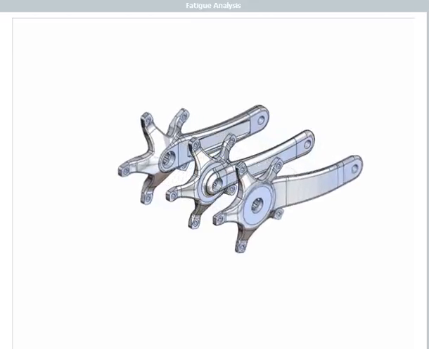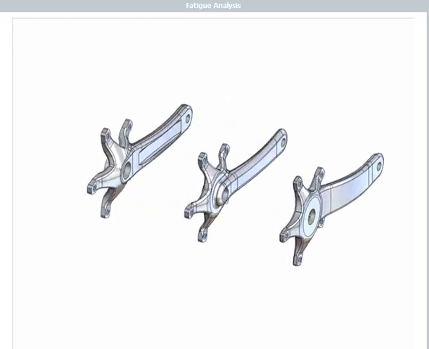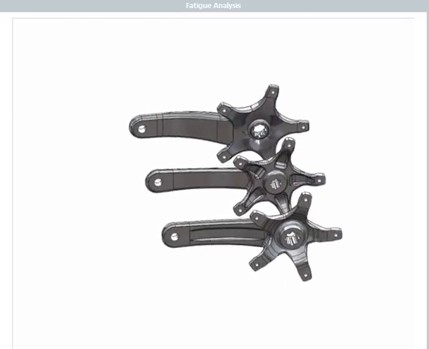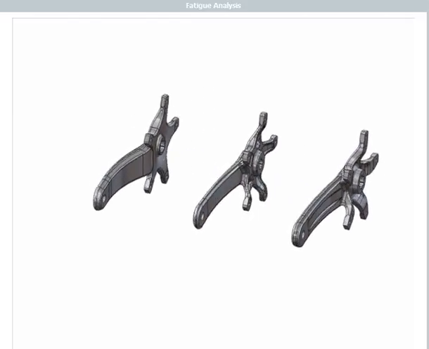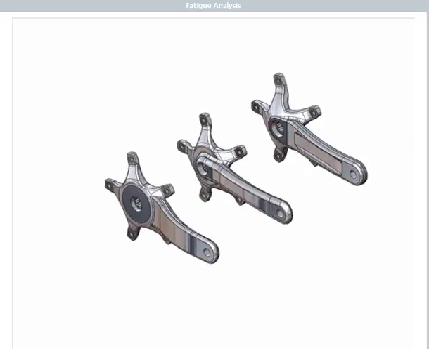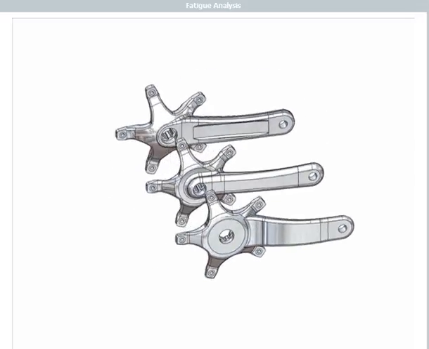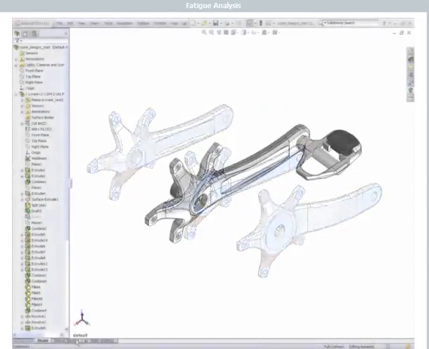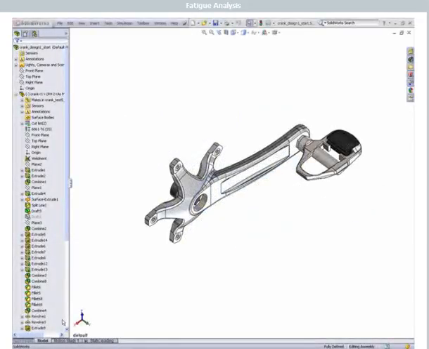part. Here, we have 3 different crank designs, but we want to know which one will last the longest. They're all made out of 6061 T6 forged aluminum. Our goal is for the crank to last around 25,000 miles of riding, or roughly 7 million load cycles. Let's look at the first design.